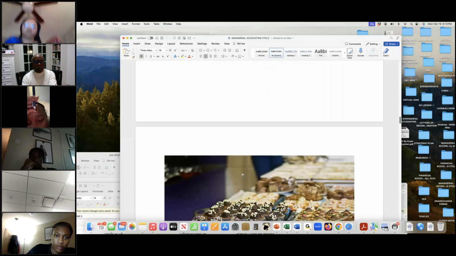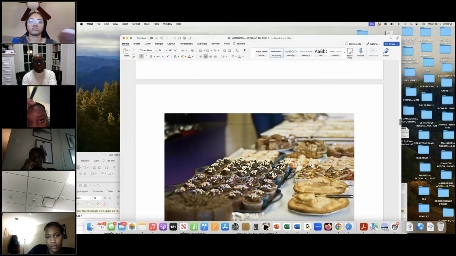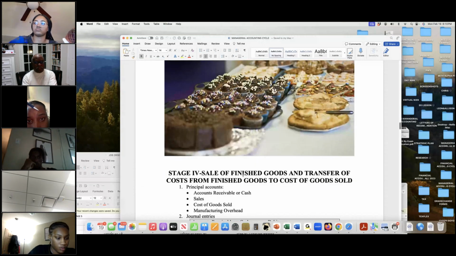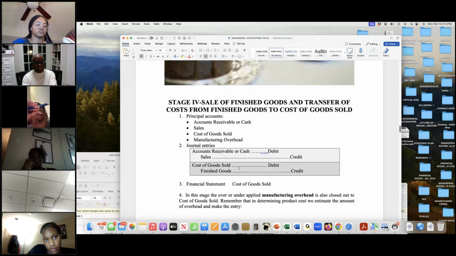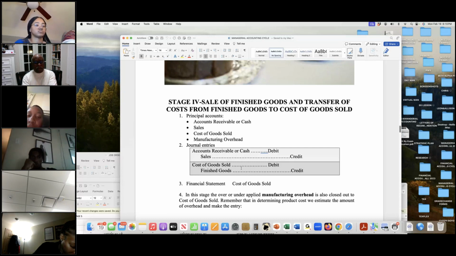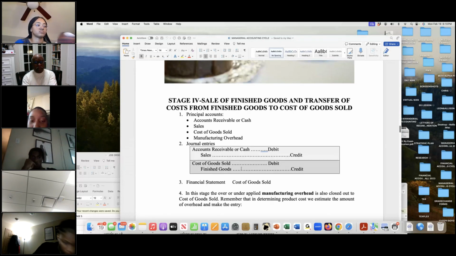In stage 4, when we sell the item, there's always 2 journal entries. A journal entry to record the sale, debit accounts receivable, credit sales, and another journal entry to record the cost of the items that we're moving from finished goods to cost of goods sold. So we debit cost of goods sold and credit finished goods.